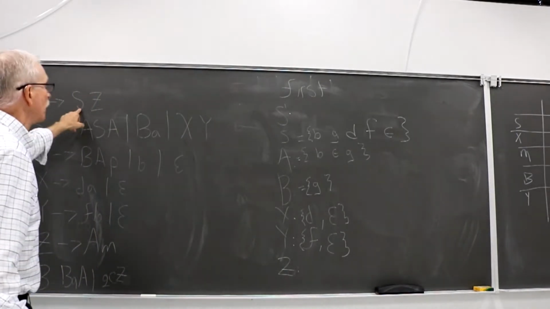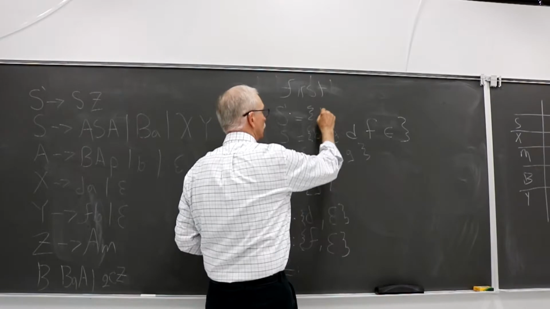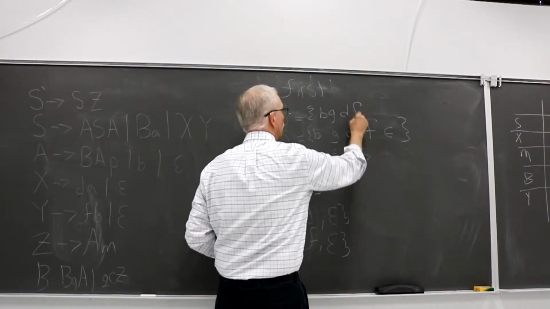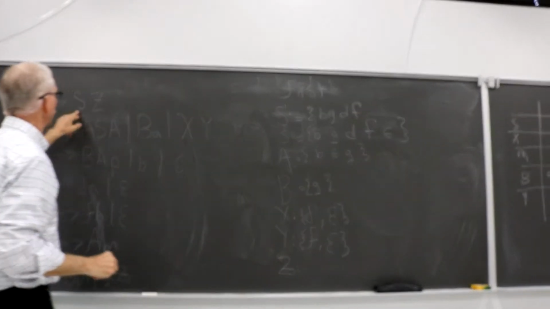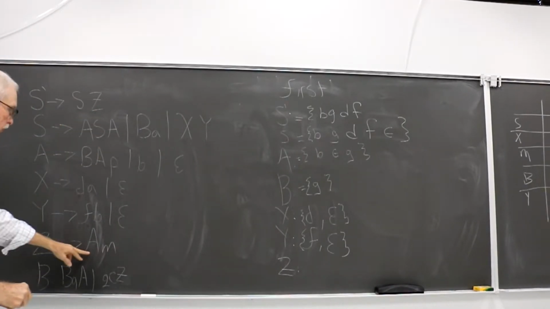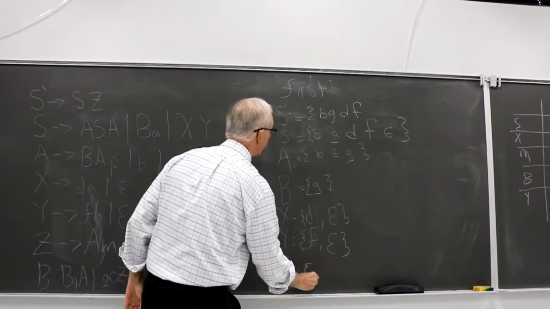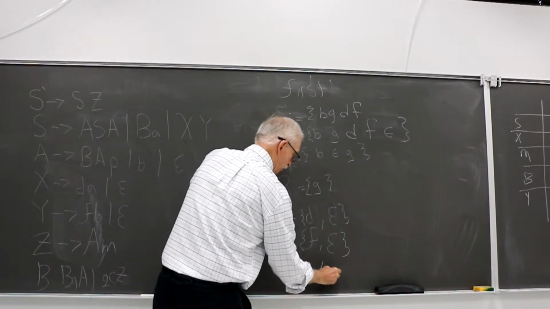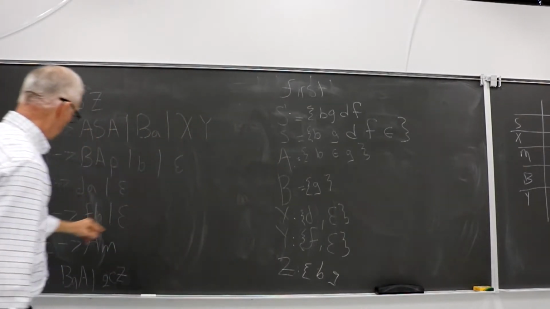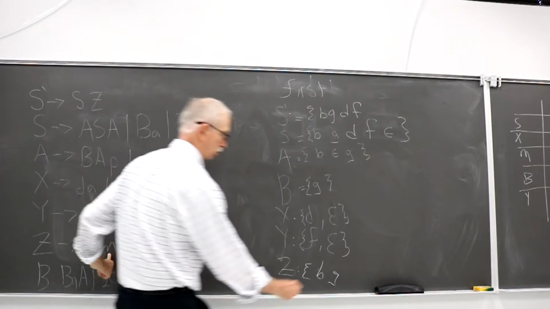The first of S prime is the first of S. The first of S can go away, so it's the first of Z. The first of Z is the first of A, which is B and G. A can go away, so it's M. So it's just M.